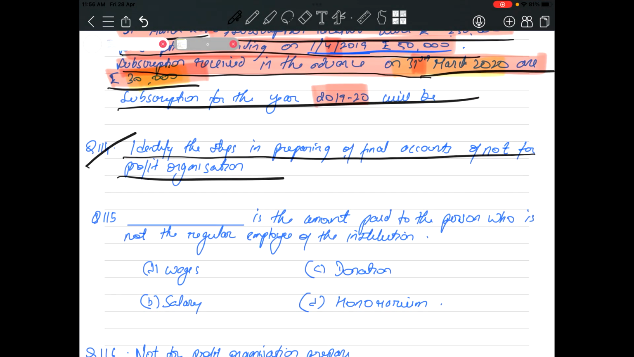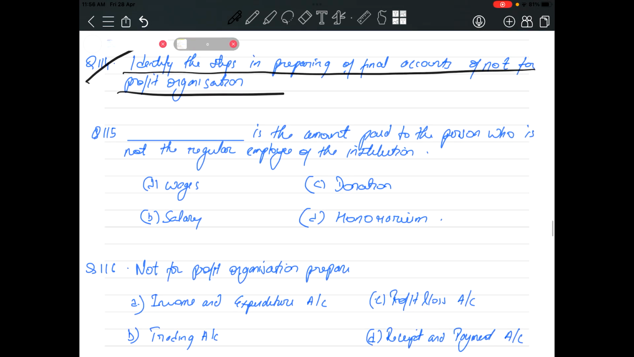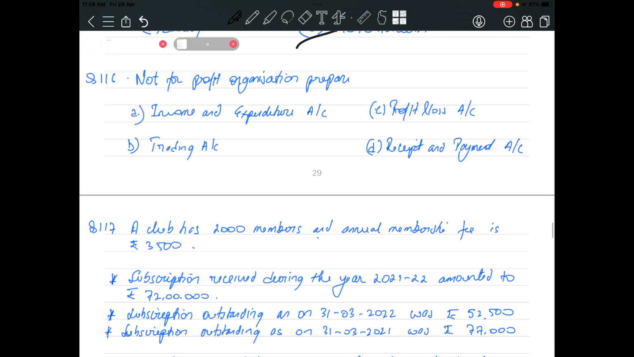Now let's move to question number 115. Dash is the amount paid to the person who is not a regular employee of the institution. It's simple, we've repeated it so many times. Honorarium is the answer. Honorarium is the amount paid to a person who is not a regular employee of the organization. We have done this, right? I've explained this to you.